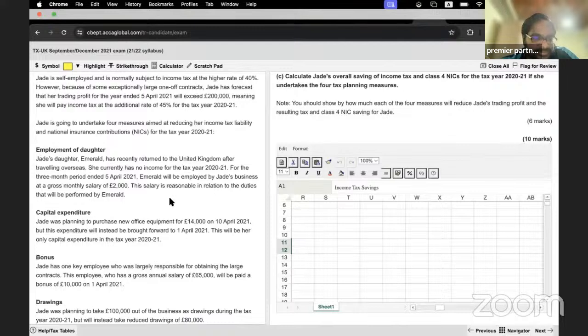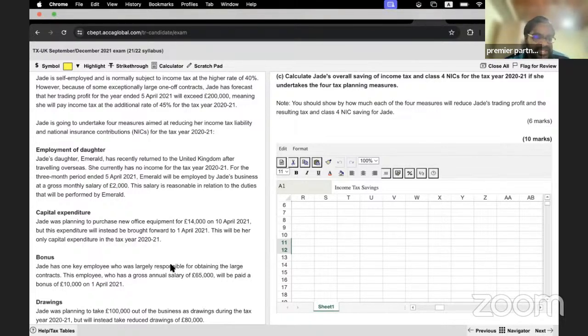Right. So capital expenditure, Jade was planning to purchase new office equipment for £14,000 on 10th April 2021. So let's make it 2023. But this expenditure will instead be brought forward to 1st April. So earlier she was planning to purchase it in the next tax year. Now she is planning to advance it, to purchase it early. This will be her only capital expenditure for the tax year. So that's the only capital expenditure to grant capital allowances.